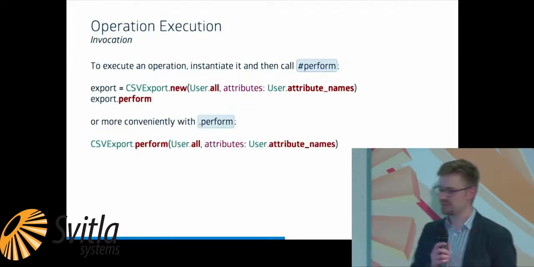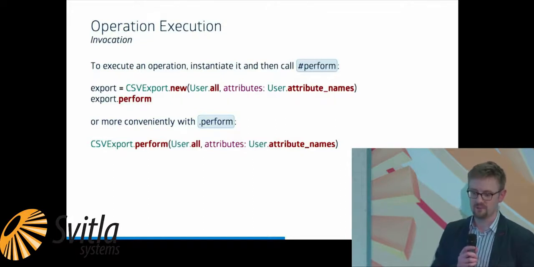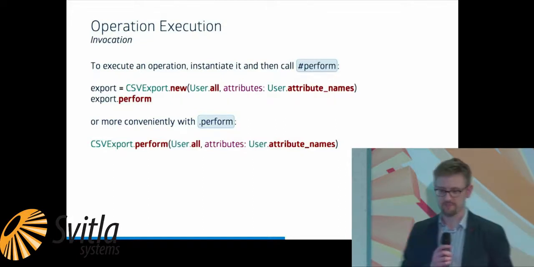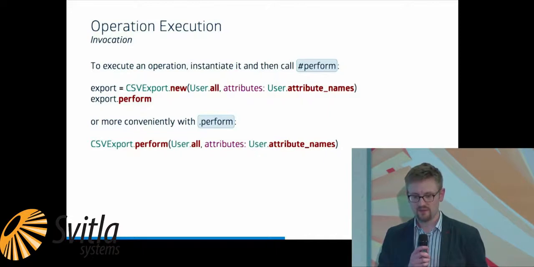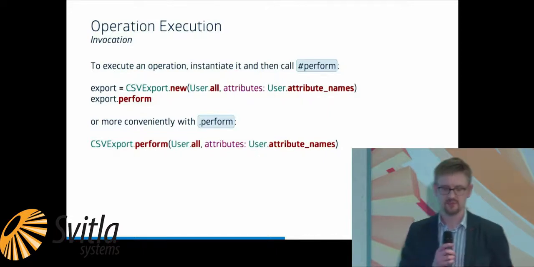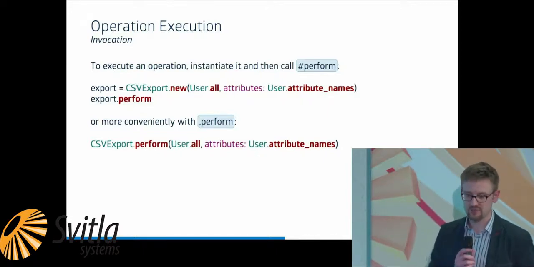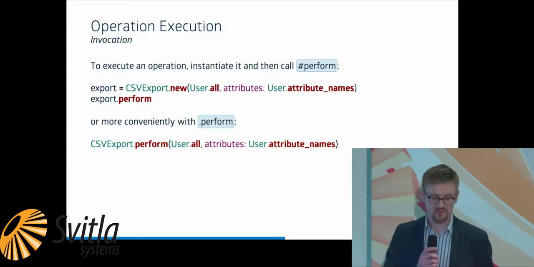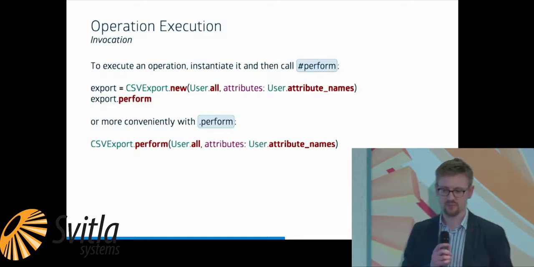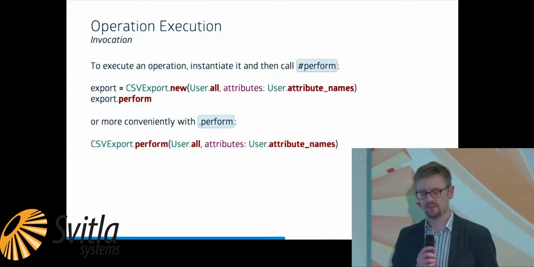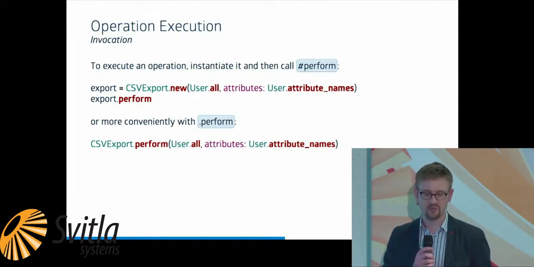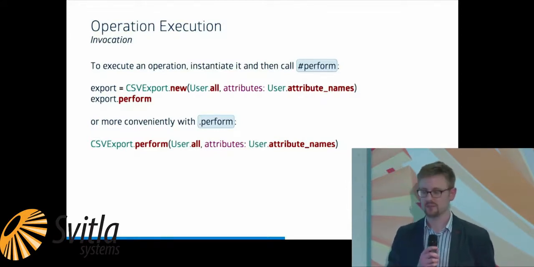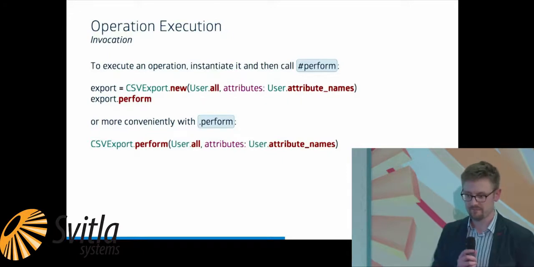So let's put that operation to work and export some CSV. There are two ways you can do it. You can either initialize the operation and provide all the important data to the operation's constructor, so the records that need to be processed as well as the attributes you want to export. And then you call perform on this operation instance, and as a result you will get CSV back.